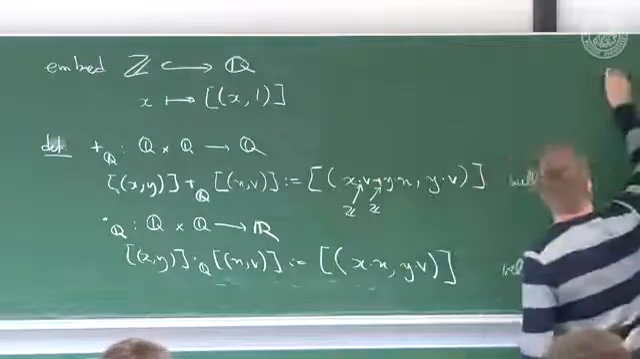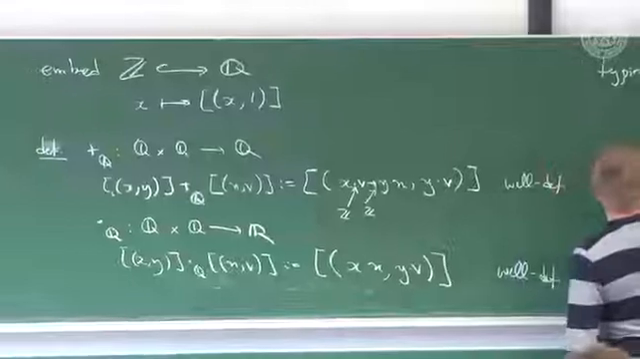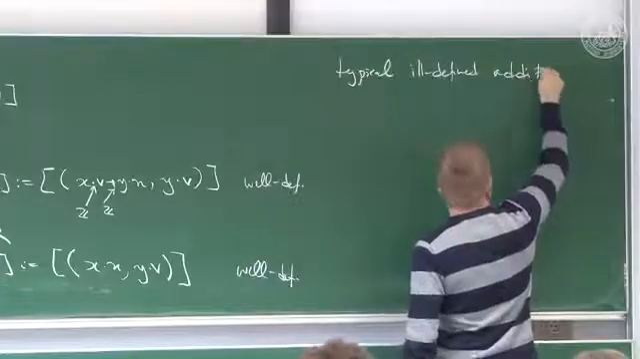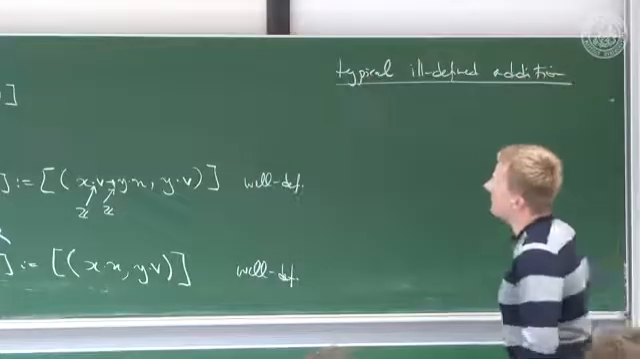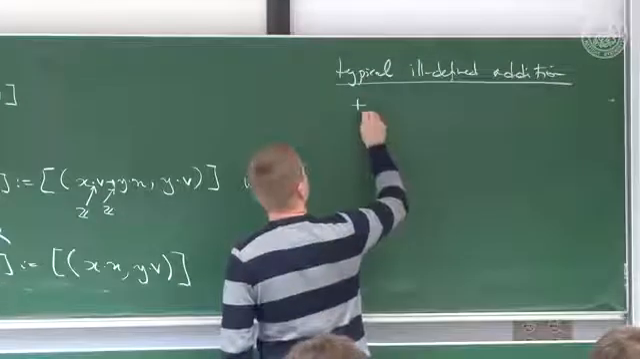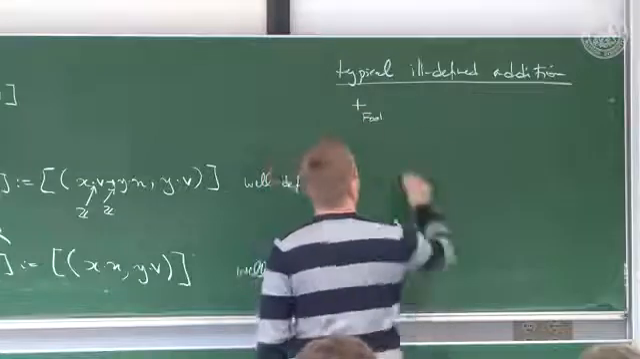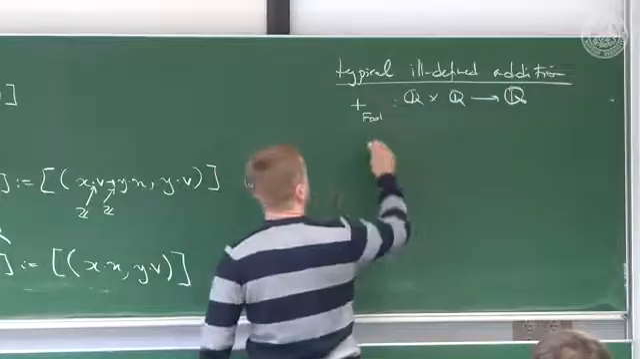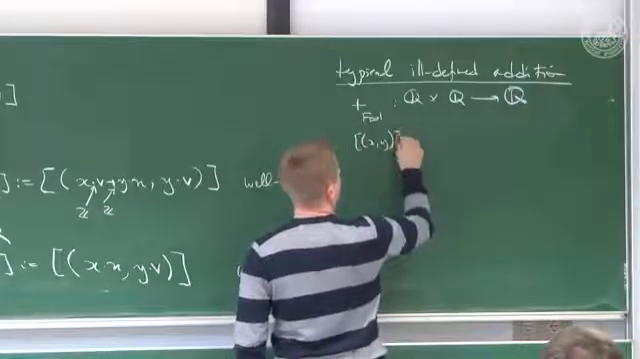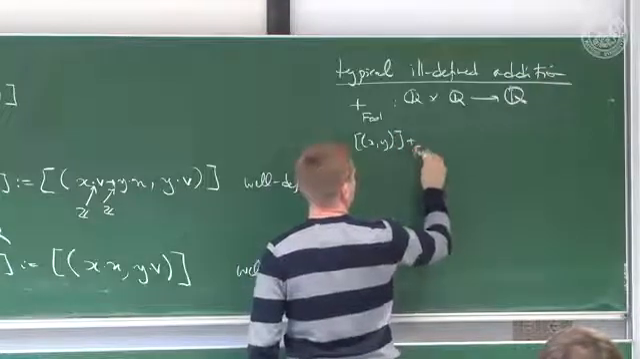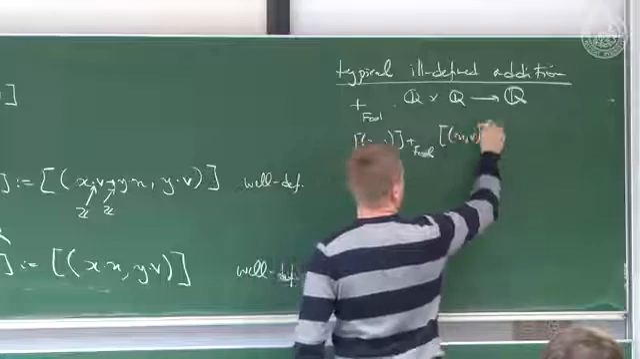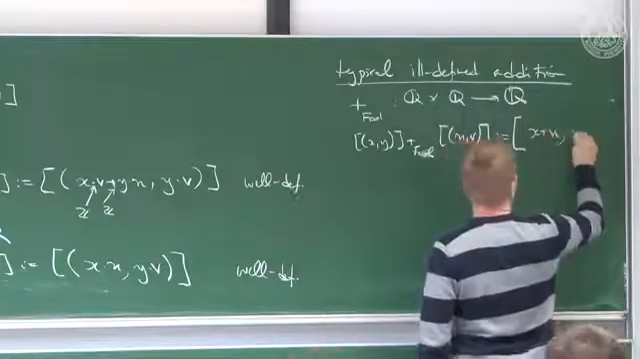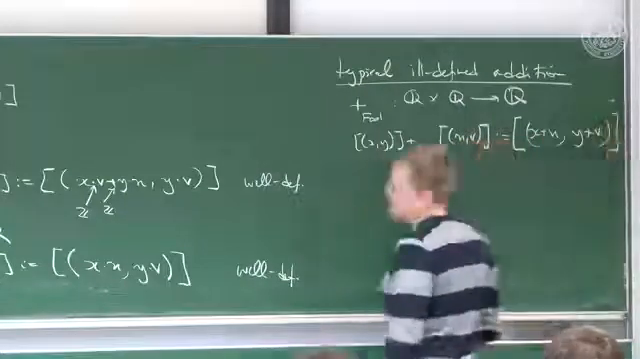And here there is the typical ill-defined addition, and that's the fool's addition on Q. That's (x, y) plus-fool (u, v), and you define this as (x plus u, y plus v). Well, of course, that hurts.